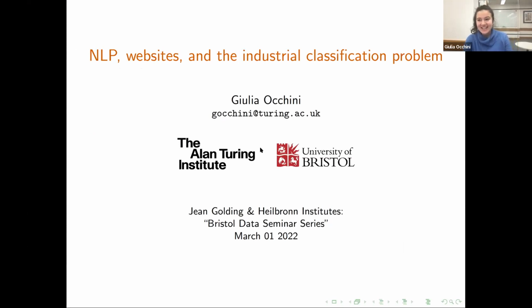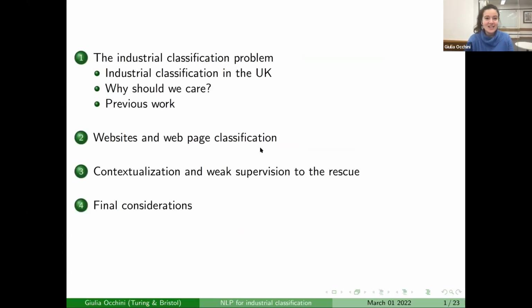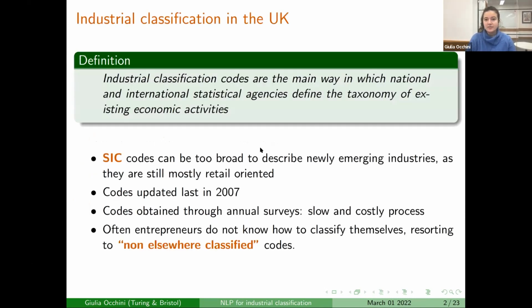As this is a data seminar, we're going to mainly discuss data, and I'm going to start by introducing the industrial classification problem, why we should care about it, and previous work. I'm then going to talk a little bit about the website and web page classification problem in a bit of a different light than the one that Emmanouil just explained. I'm then going to discuss methods in contextualized language modeling and weak supervision, and I'm then going to conclude with some final remarks. But first, what is industrial classification?